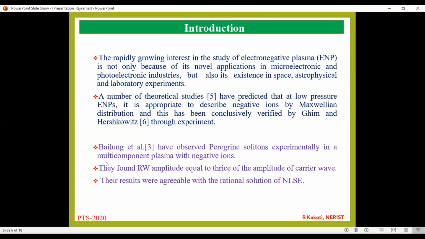On the other hand, very recently, Bailung et al. and his group have observed the Peregrine soliton experimentally in a multi-component plasma with negative ions. They found the rogue wave amplitude equal to thrice the amplitude of the background carrier wave, and their results were in agreement with the rational solution of the nonlinear Schrodinger equation.